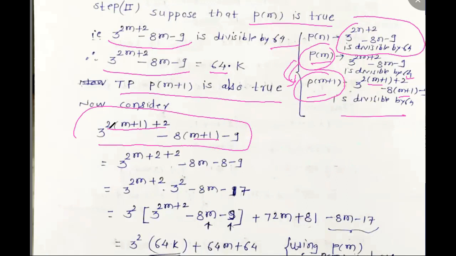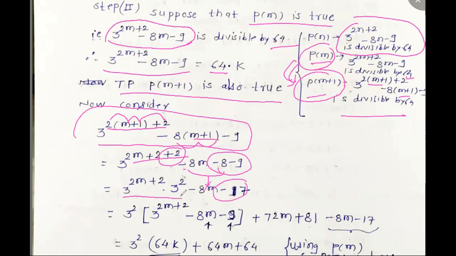So simplify. This is 3 raised to twice m plus 2 plus 2, then minus 8m minus 8 minus 9. So this is minus 17, and this is minus 8m. We separate this 3 square because we want P of m. What is P of m? This is 3 raised to twice m plus 2 minus 8m minus 9. We want this term.